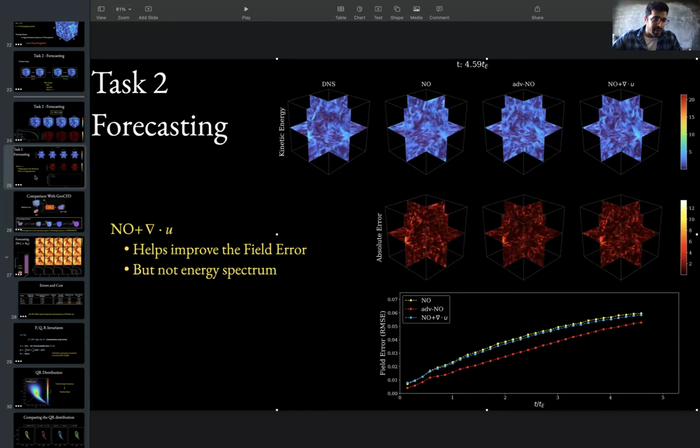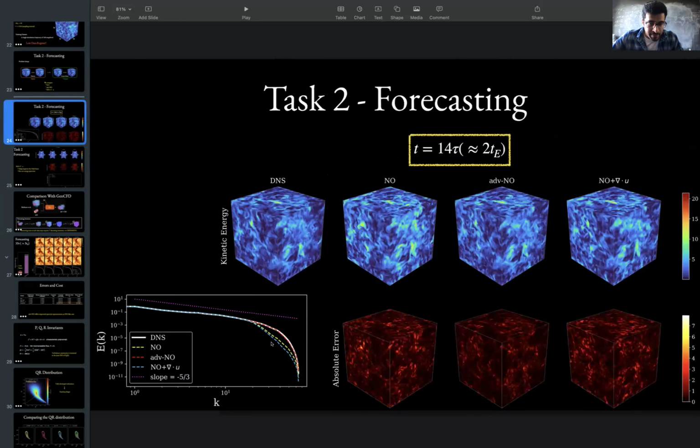But if you look at the error in the energy spectrum, it's actually slightly worse than the neural operator. The energy spectrum error is slightly larger than that of the neural operator. So that's what we observed. Does that answer your question, Max?